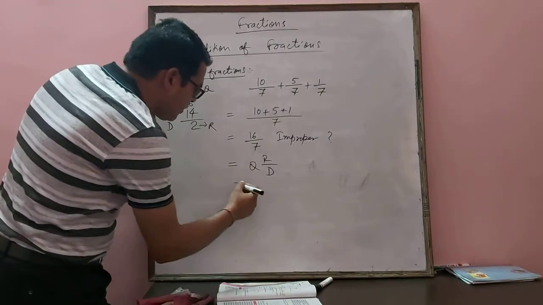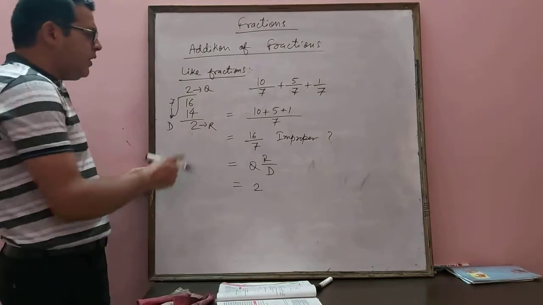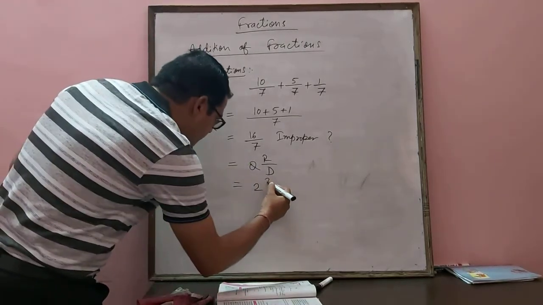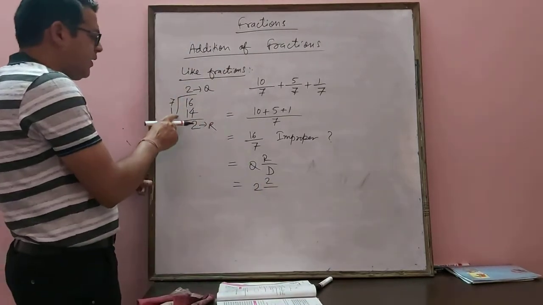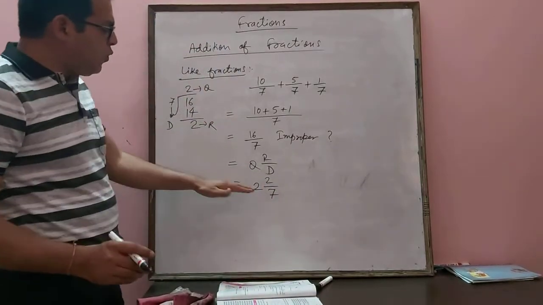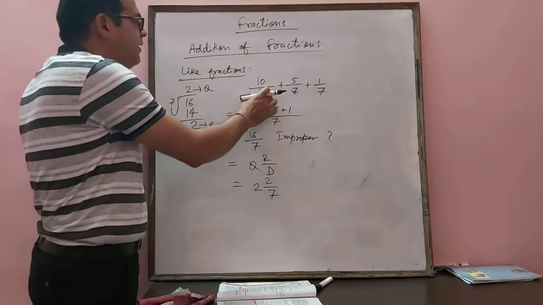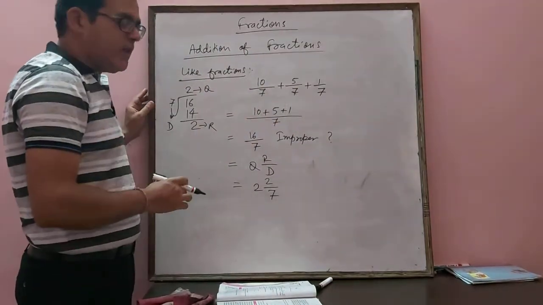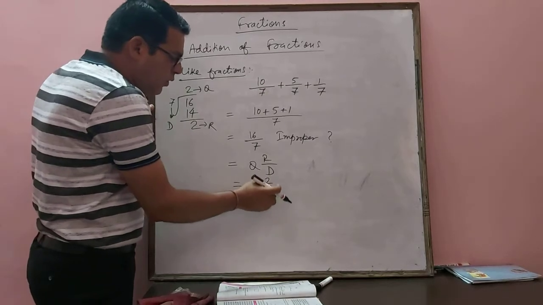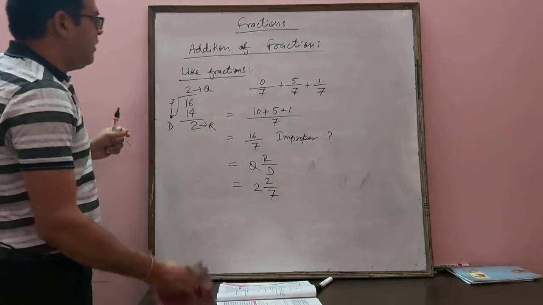Q means quotient. What is the quotient? It is 2. So we can write it 2 whole. The remainder is also 2. And then downside, what is the divisor? It is 7. So we can write it 2 whole 2 by 7. It means if we add these three like fractions together, we will get 2 whole 2 by 7. Hope you understand? Right.